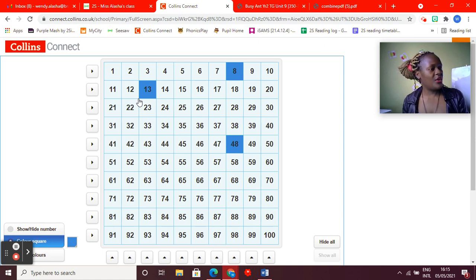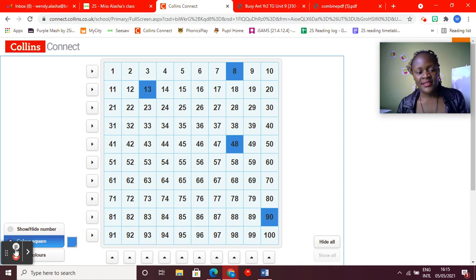Now I am thinking of a number with 9 tens and 0 ones. Listen carefully. 9 tens and 0 ones. So there is nothing in the ones. It is 90. 9 tens, these are the tens, and these are the ones. I was thinking of the number 90.